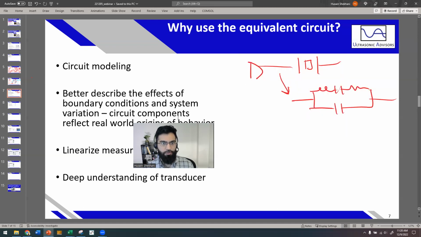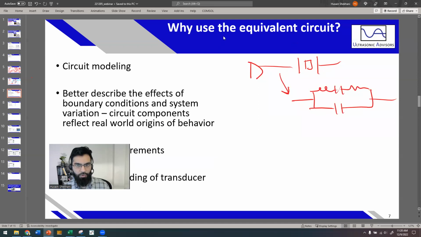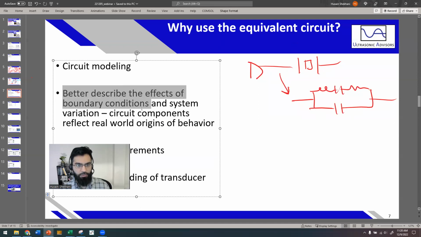The other thing that happens when you use the equivalent circuit is you're better able to describe your transducer. Yes, you have resonant frequency, but within it there are a couple of things, like the L component and the C component. I believe the inductor indicates more toward the mass of the system, and the capacitance is more akin to the stiffness of the system.